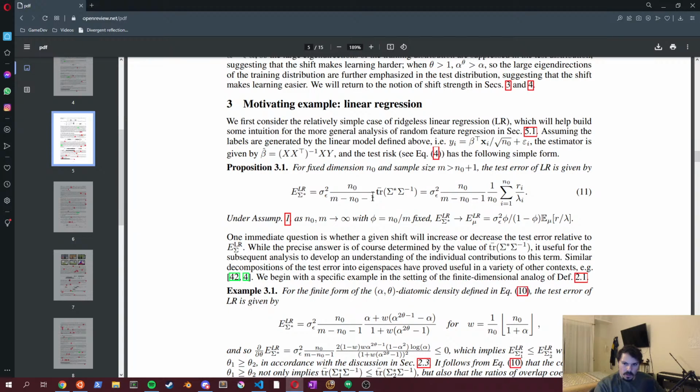And they're saying you can also write this trace as 1 over n0 times the sum of this R_i over lambda_i, where the R_i was that weird overlap thing, and lambda were the eigenvalues of the training covariance matrix.